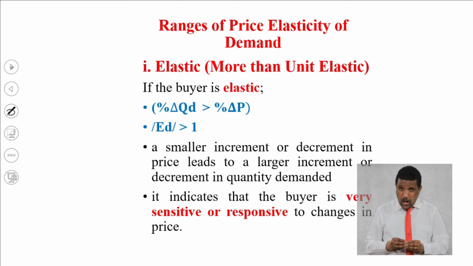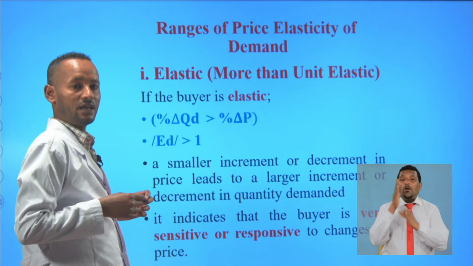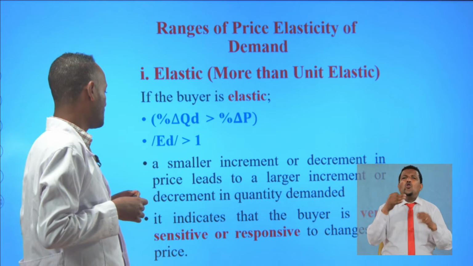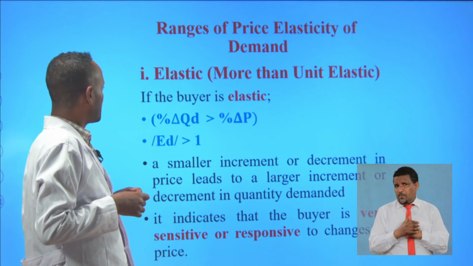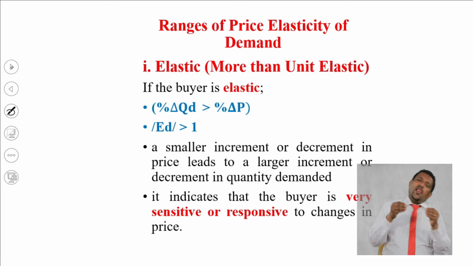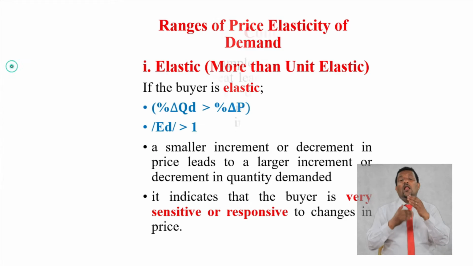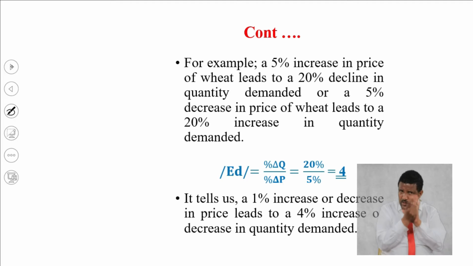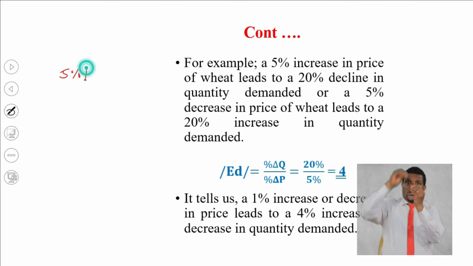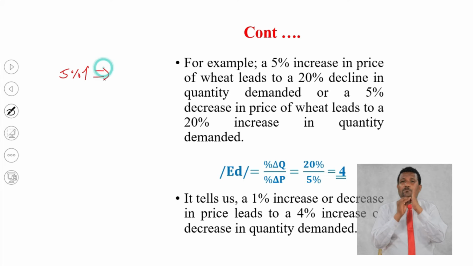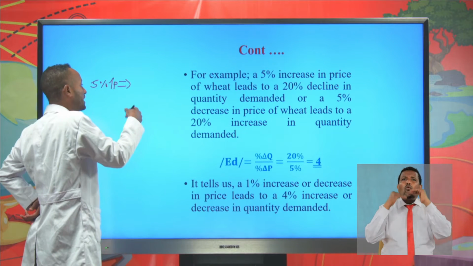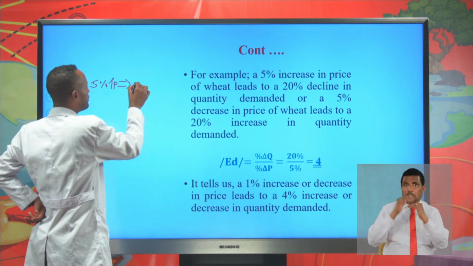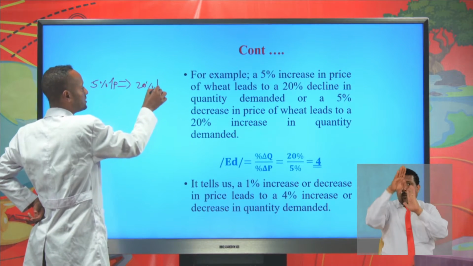Mathematically, after calculating the price elasticity of demand, if you get a price elasticity of demand value which is greater than 1, then you can consider the buyer as elastic or more than unit elastic. For example, a 5% increase in price of wheat leads to a 20% decline in quantity demanded. A 5% increase in price of a commodity is a little increment in price, but the resulting decrement in quantity demanded is more than the increment in price, which is a 20% decline in quantity demanded.